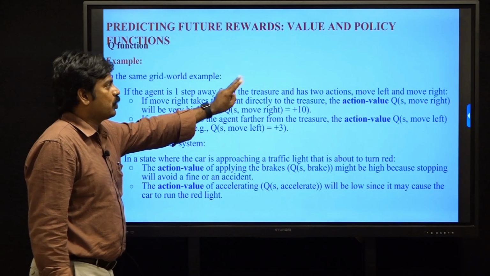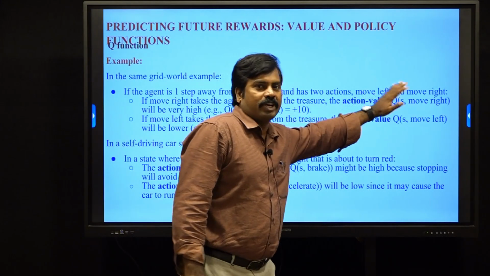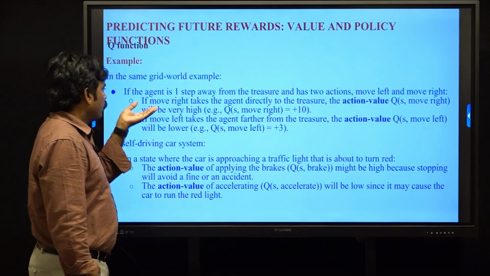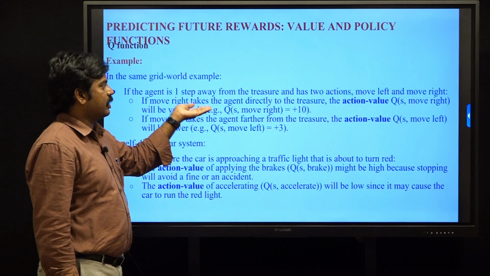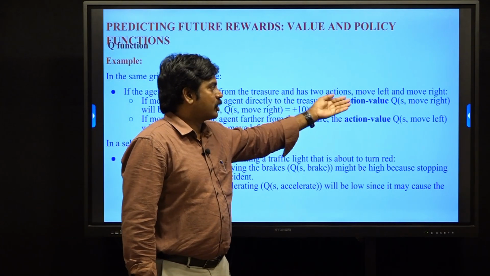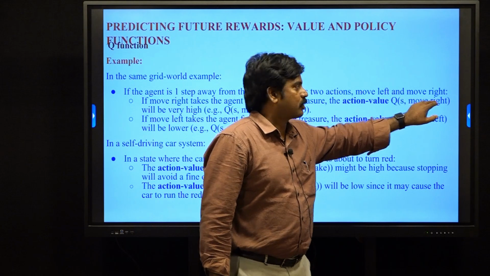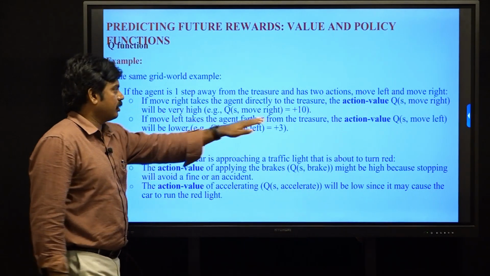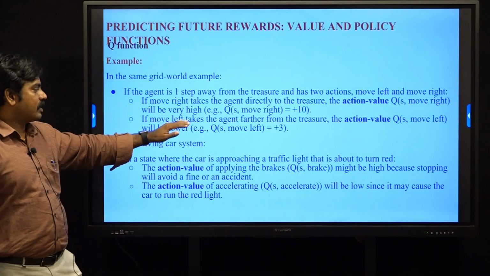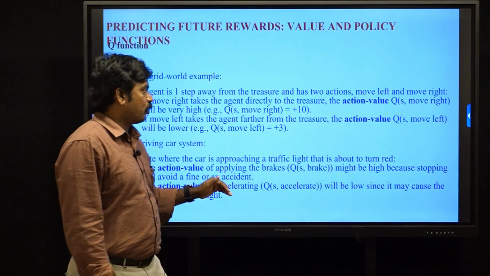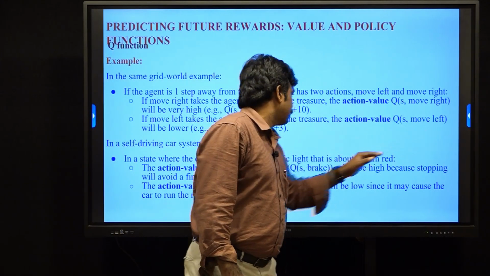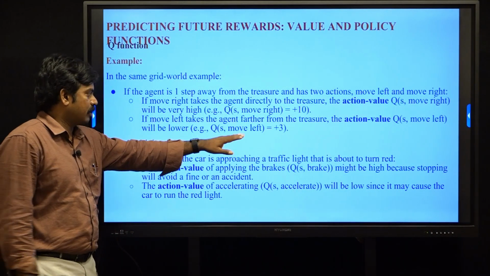It has two actions: move left and move right. Move right takes the agent directly to the treasure, so the action value Q of state S and move right has a higher value, plus 10. Move left takes the agent away from the treasure, so the action value Q of S and move left is a lower value, plus 3.